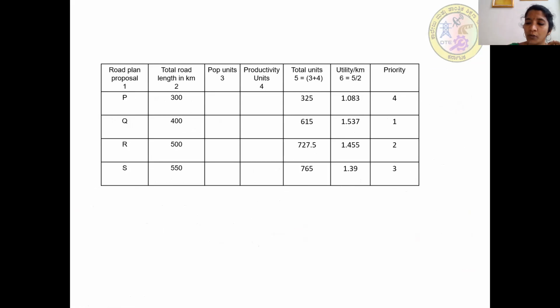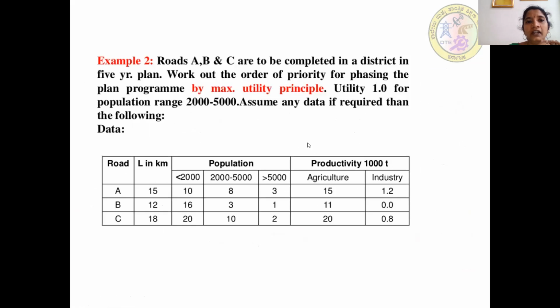So next, one more problem we can move on to. Here there are 3 roads A, B, C in a district in a 5-year plan. Work out the order of priority for phasing the plan program by the maximum utility principle. Utility of 1 for population range 2000 to 5000.